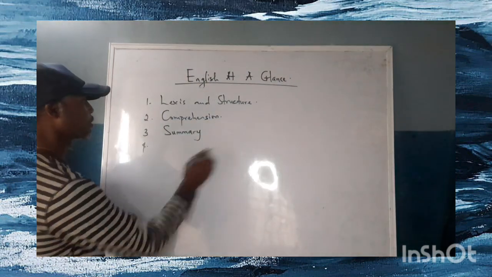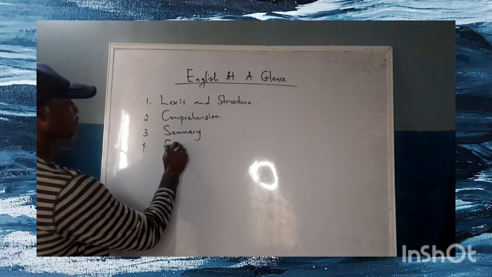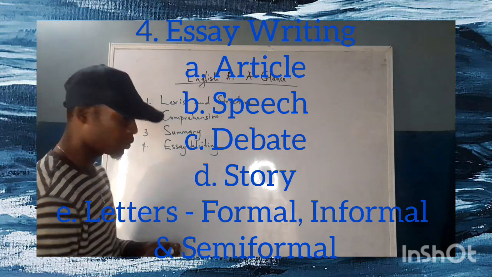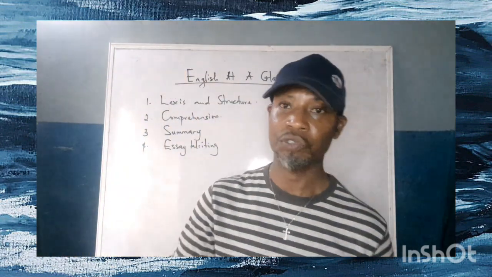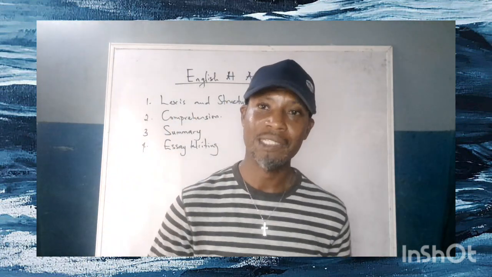Then from summary, we're going to be looking at essay writing. In essay writing, we're going to be talking about the writing of articles, the writing of speeches, the writing of debates, the writing of stories, and finally, letter writing. Letter writing, looking at the aspects of formal letters, informal letters, and semi-formal letters.